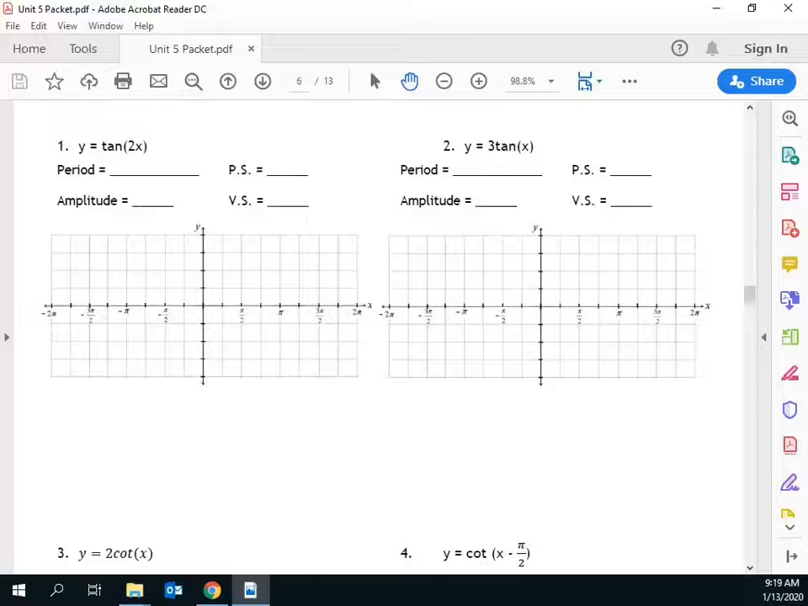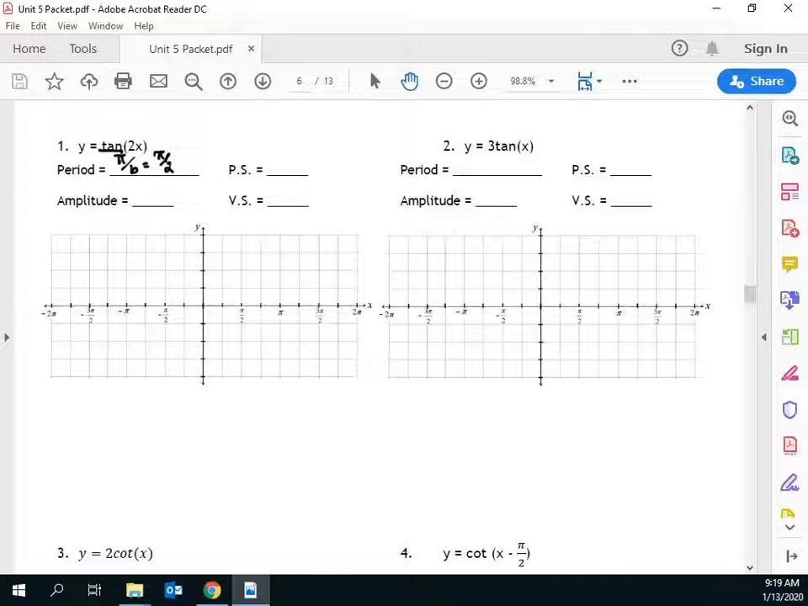And look at what this looks like. So we go through and we talk about finding, and you guys have already did this, so just walk through with me on this one. So period's going to be, again, period for tangent. Since it's tangent, it's going to be pi over b, which is equal to pi over 2. So that means now this period, what used to be pi, now is pi over 2. So we have horizontally compressed this.